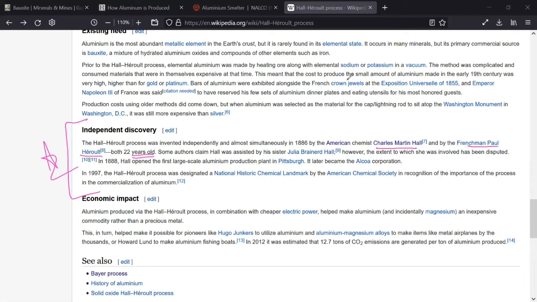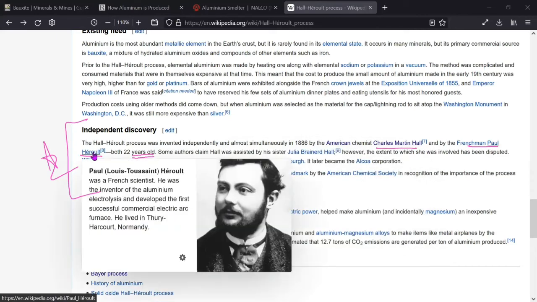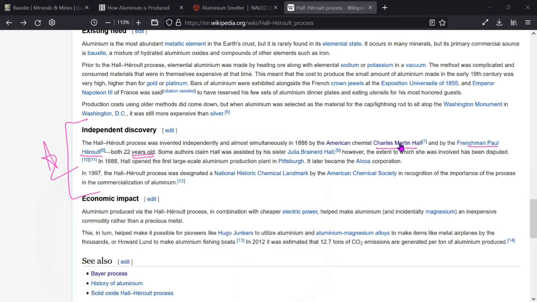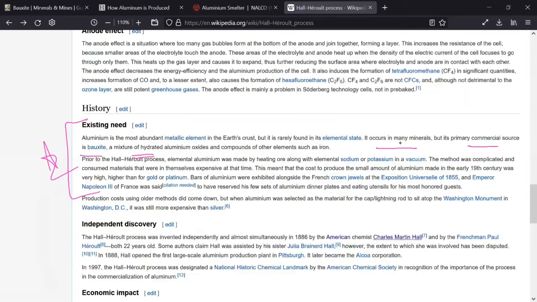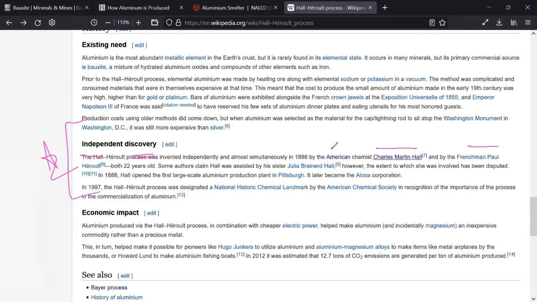Have you understood? So they made the discovery simultaneously. This was Mr. Charles Hall and this was Mr. Heroult. Hall was the inventor of aluminium electrolysis and the first successful commercial electric arc furnace. And this is Mr. Heroult, best known for inventing an inexpensive way. Can you see this? Yes, sir. So these are the two men. Another interesting thing is that Mr. Hall went on to open the first large-scale aluminium production in Pittsburgh. It became the Alcoa Corporation. Any doubt? No doubt.